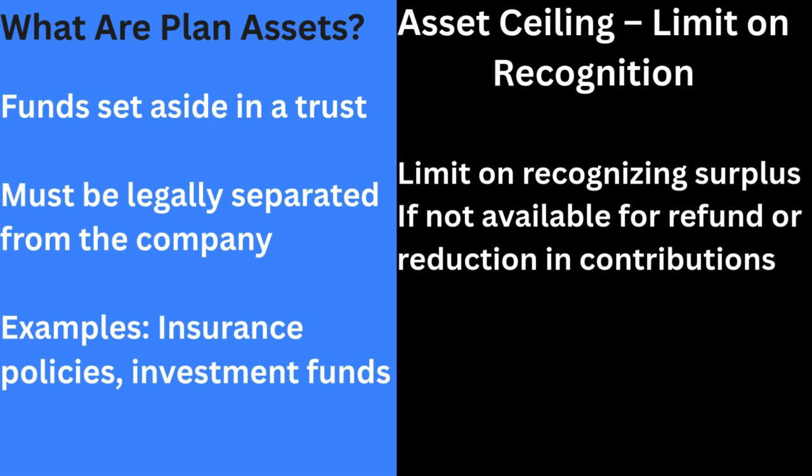IAS 19 introduces an asset ceiling rule. If a surplus from plan assets cannot be refunded or used to reduce future contributions, it cannot be recognized as an asset in the financial statements.